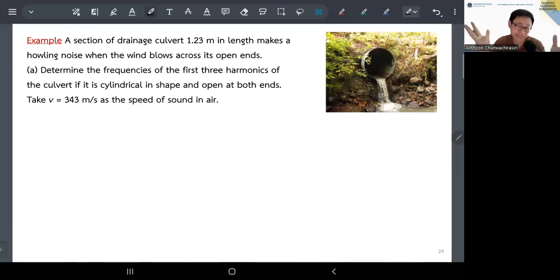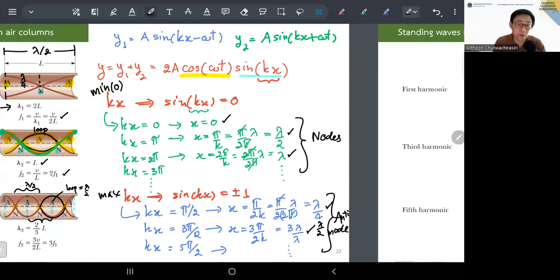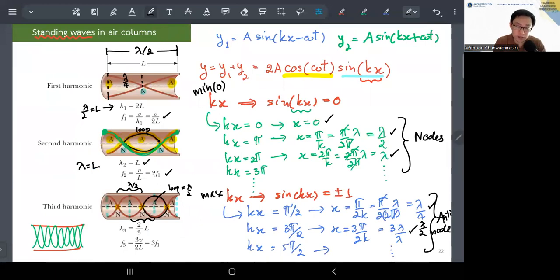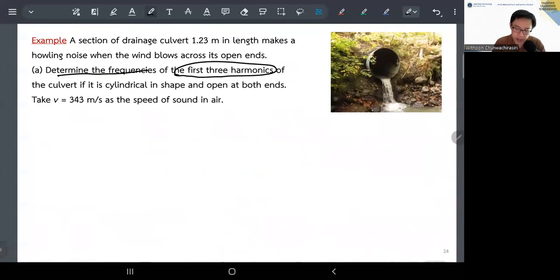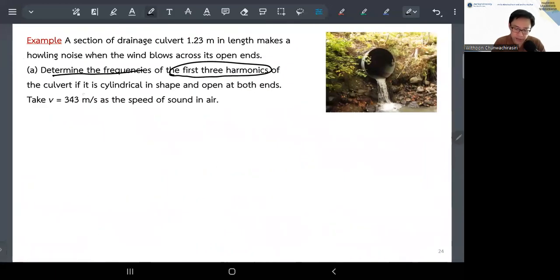Sounds cool? All right, so determine the frequency of the first three harmonics. It's not only one case; there are multiple possibilities that fit these standing wave conditions here. Of the culvert, if it is cylindrical in shape and open at both ends. So we're going to try that one. That means you're going to treat this culvert as an open tube.